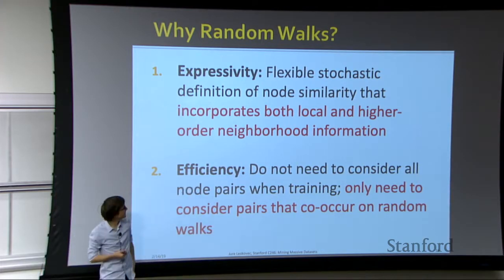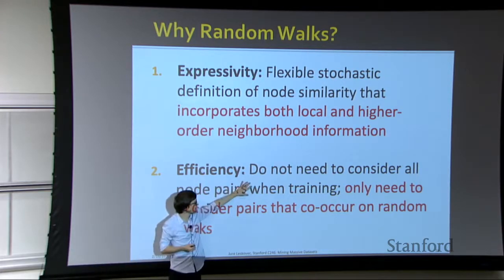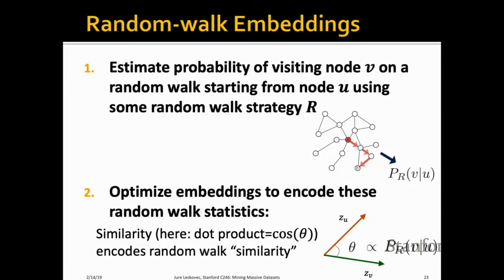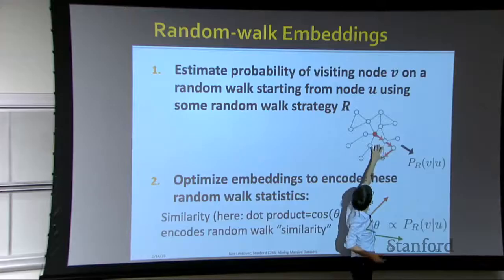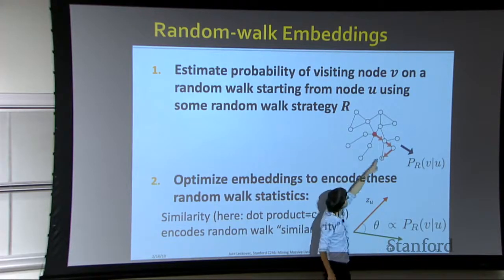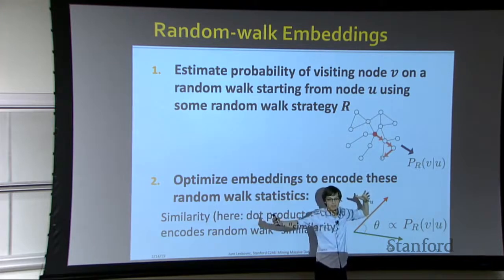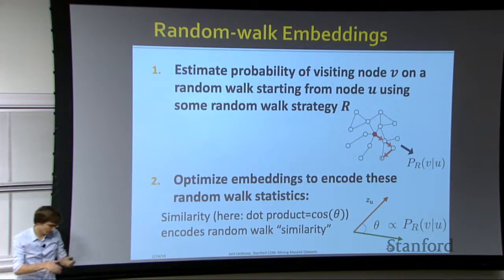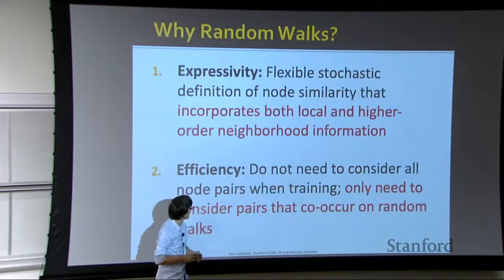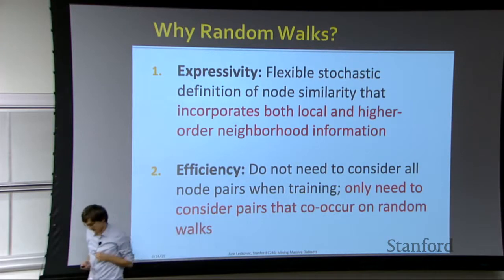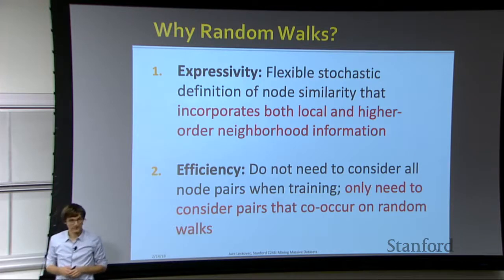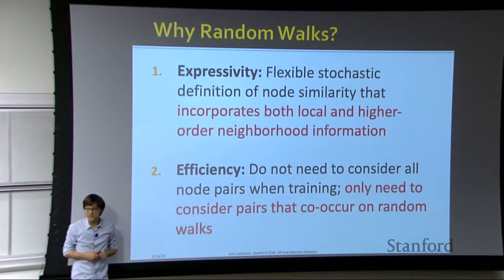The second thing is that they are amazingly computationally efficient, right? We don't need to consider all node pairs and how similar they are when training, but only pairs that co-occur on a random walk. So if I do my random walks starting from this node and only explore the network locally, I will probably never need to consider the top left node and this particular node, because the random walk will never visit them. So computations are nicely local. That's another good thing about random walks. They only explore the network locally rather than needing to consider all pairs of nodes when I train these embeddings. Okay, so this is quite an important point, and similar to what we had last time. This is the reason why we want to do this.